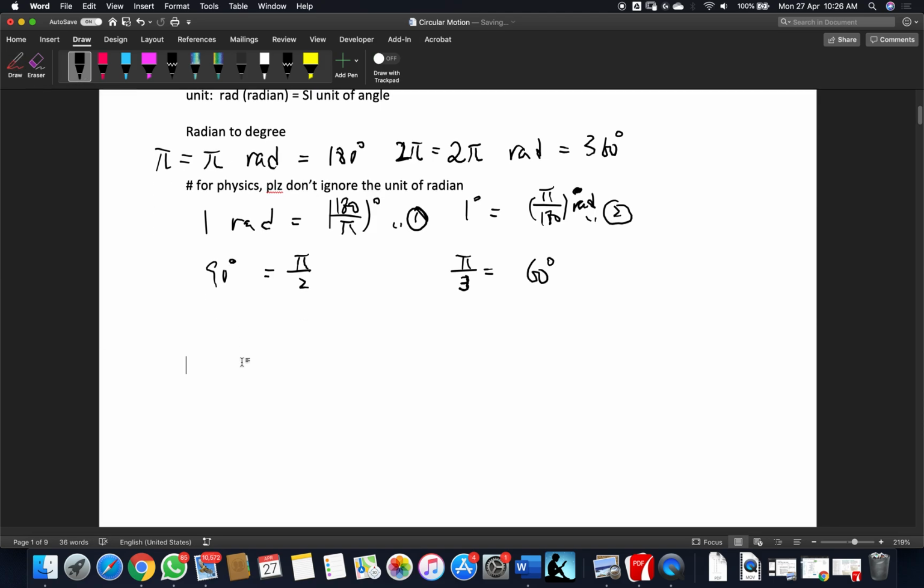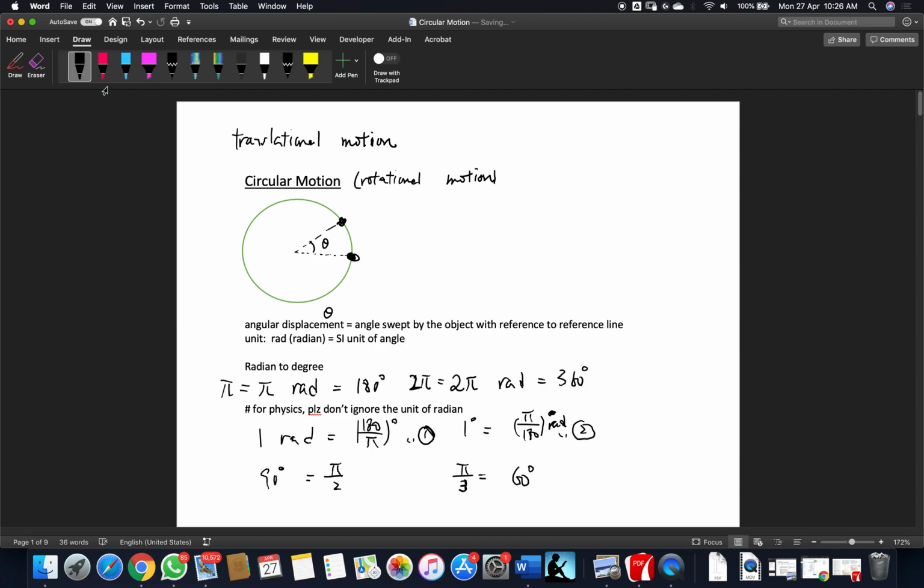Just like in translation motion, first we have displacement, which defines the distance traveled by the object. Then, to see how fast the object moves, we have another term we call velocity. It is quite similar to translation motion, which is a motion in a straight line. So we first have the angular displacement, and then we want to see how fast the angle changes. So we have angular velocity. We use the symbol omega.